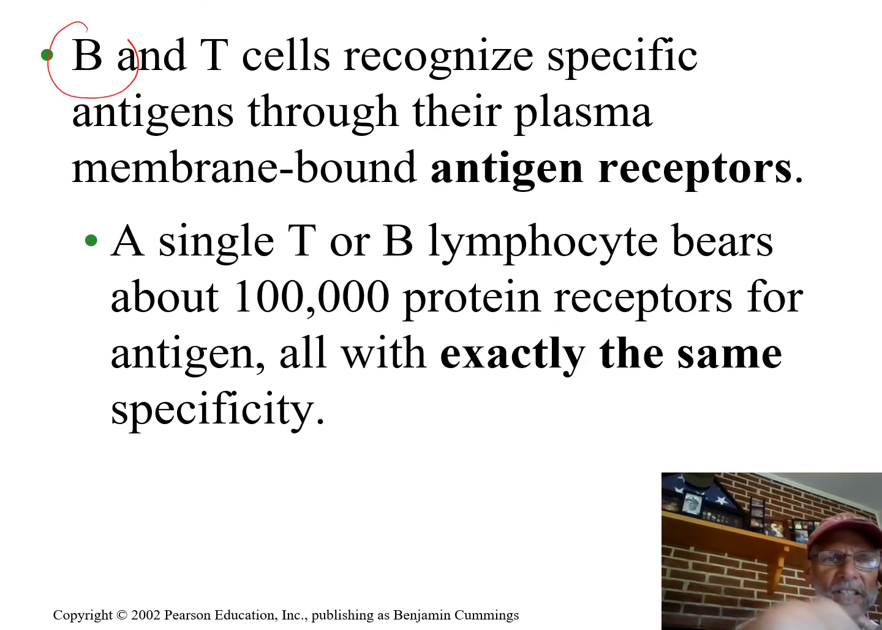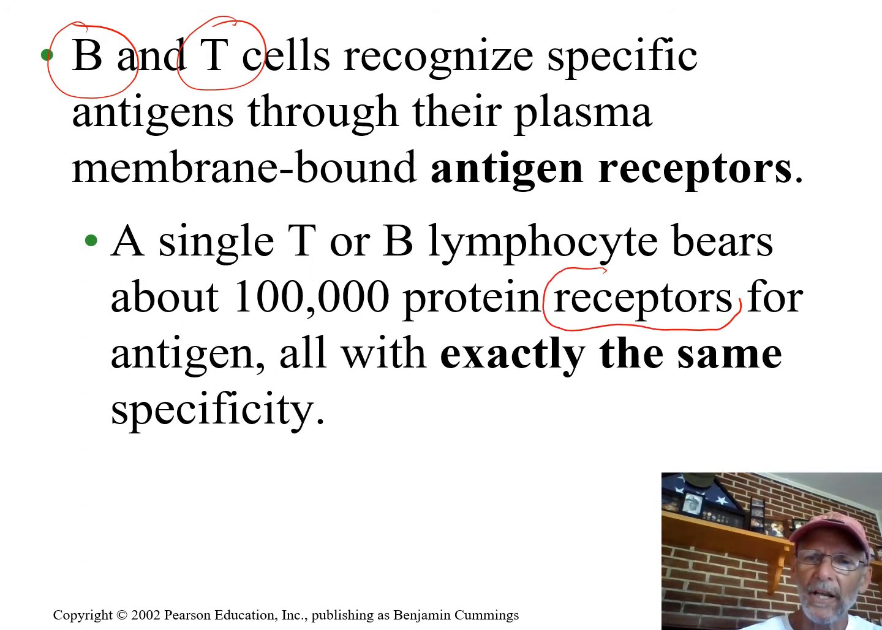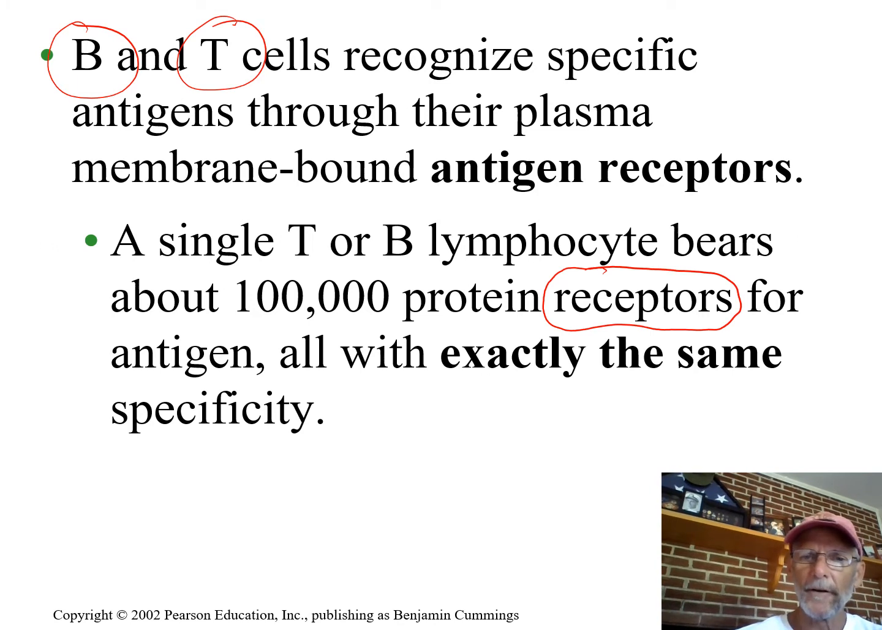these B and T cells, when they grow up, they shuffle some genes around. This is transposon stuff. They shuffle some genes around, and every single different one comes up with a different combination of gene parts that makes a protein that they then put on their surface and call a receptor.